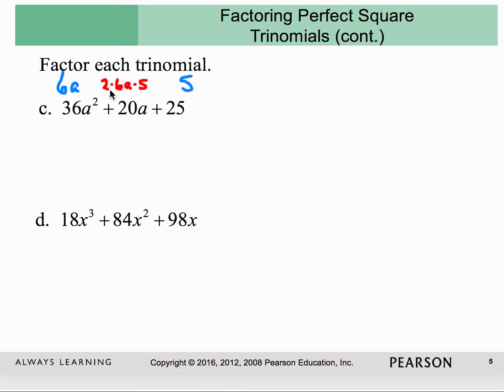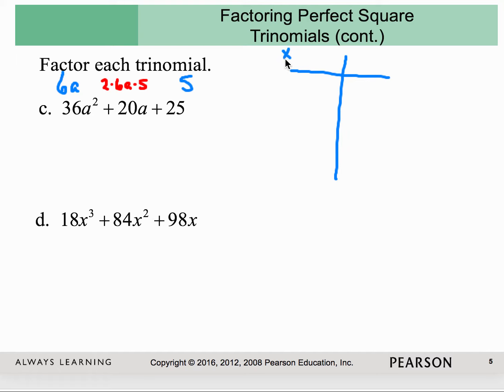Let's see. It is not, right? 2 times 6 is 12 times 5 is 60. See, and I thought it was supposed to be. But it's real easy. It just took me a second to check that. So that means even though this really looks like a perfect square trinomial, it is not a perfect square trinomial, and I have to go over here to my previous method of factoring a trinomial.